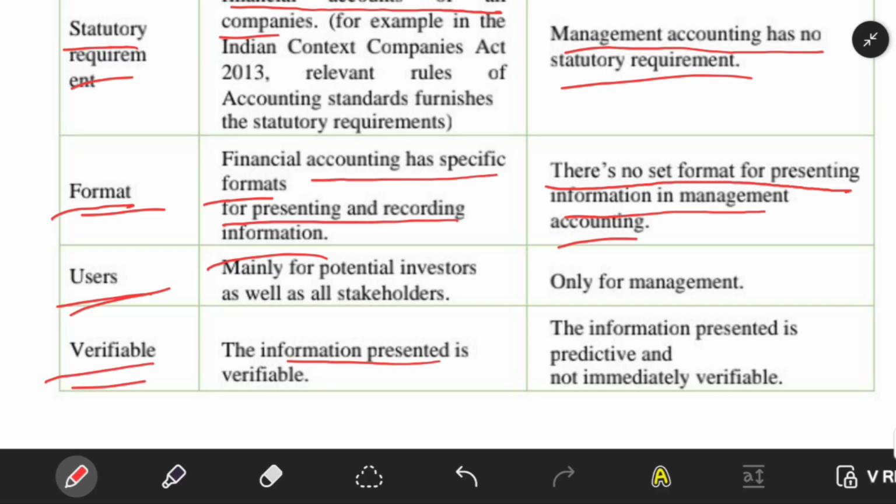Last one is verifiability. The information presented is verifiable. Information in financial accounting is based on actual records and is therefore verifiable and audited. Now, in management accounting, many reports are based on future estimates and predictions, so they may not be verifiable.